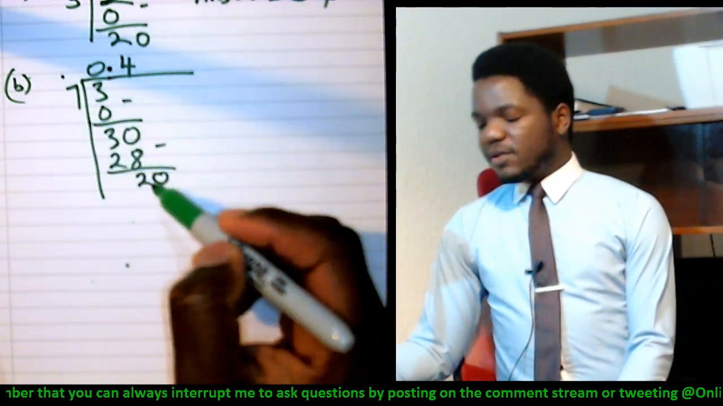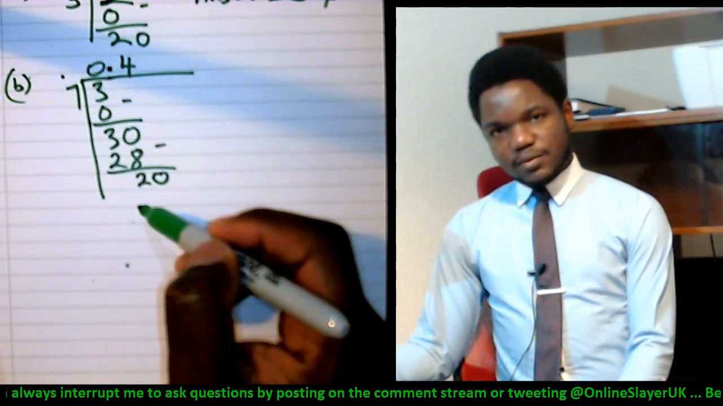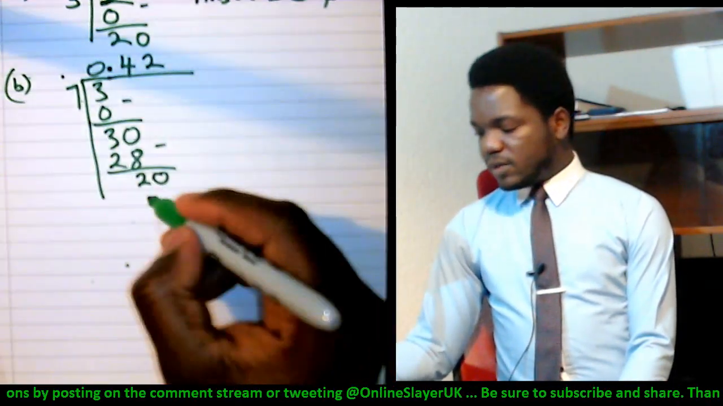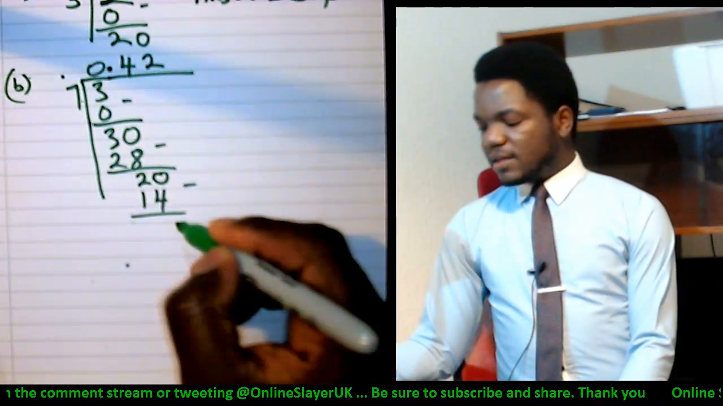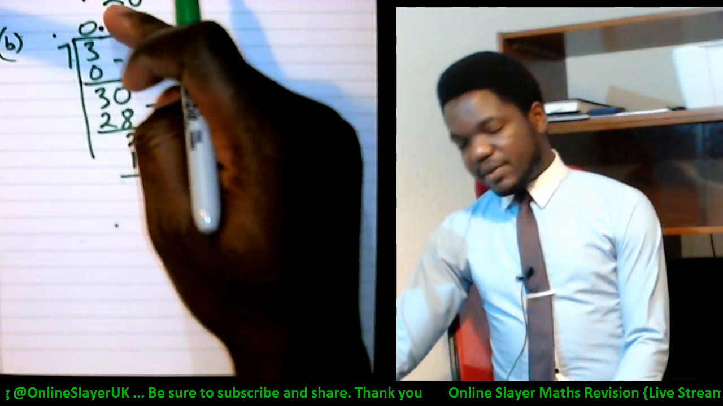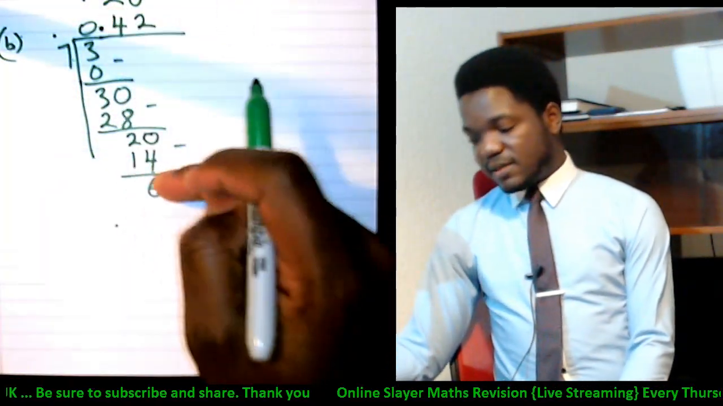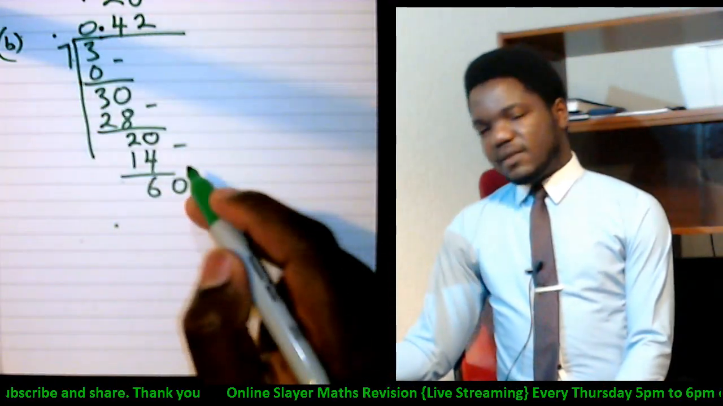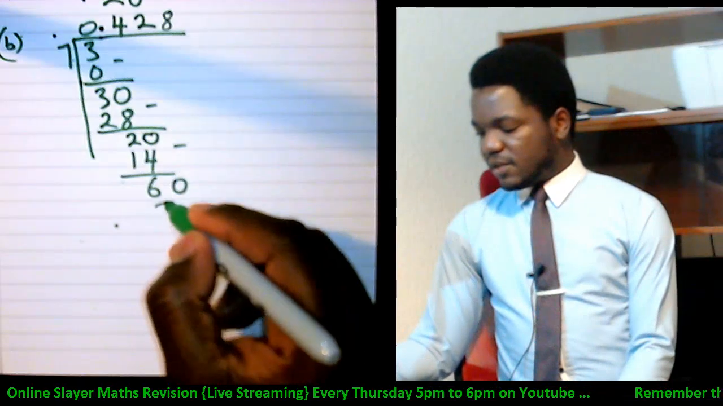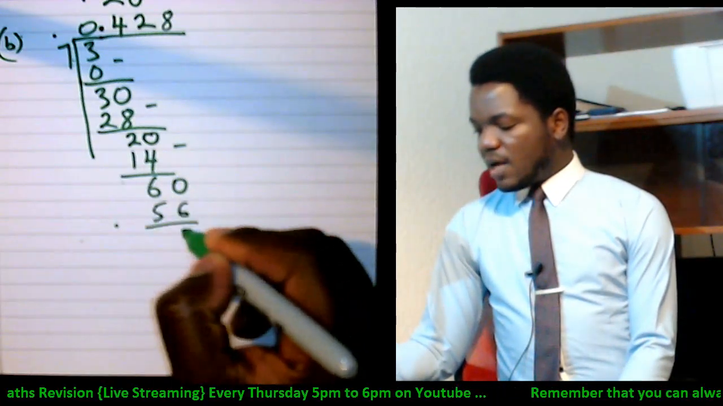How many 7s do you have in 20? 2. 2 times 7 is 14. Subtract, you get a 6. You put a 0 behind it because now we are behind the decimal point, so we're always happy to add zeros now. How many 7s do you have in 60? 8. Because 7 times 8 is 56. And you get 4.